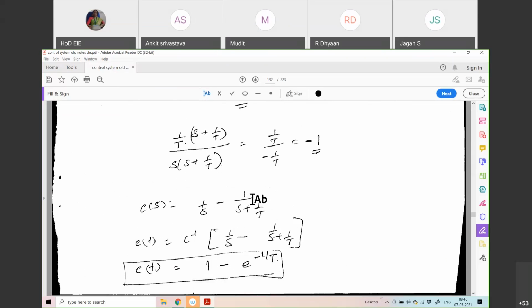A must be 1, B must be minus 1. Okay, so this is your C of S. So what is the response of the system for the unit step input? It is C of t equal to Laplace inverse of 1 by S minus 1 by S plus 1 by T, which is nothing but C of t is 1 minus e to the power of minus t by T. Okay, so this is a typical time domain response of a first order system for a unit step input.